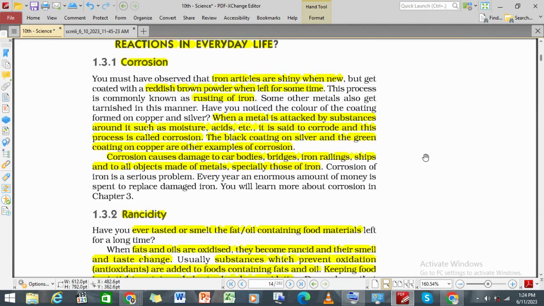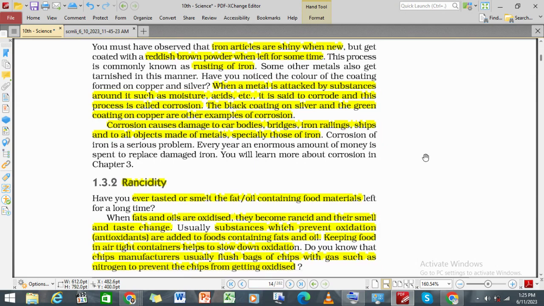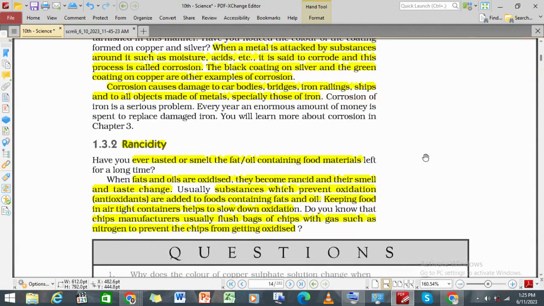Now, effects of oxidation in everyday life. Now we have corrosion. Iron articles are shiny when new, but they become reddish brown when they are left for some time. Rusting of iron is another example. When a metal is attacked by substances such as moisture, acid, etc., it is said to corrode, and this process is known as corrosion. And the black coating on silver and the green coating on copper are other examples of corrosion. Corrosion causes damage to car bodies, bridges, iron railings, ships, and all other objects made up of metal, specifically those of iron.